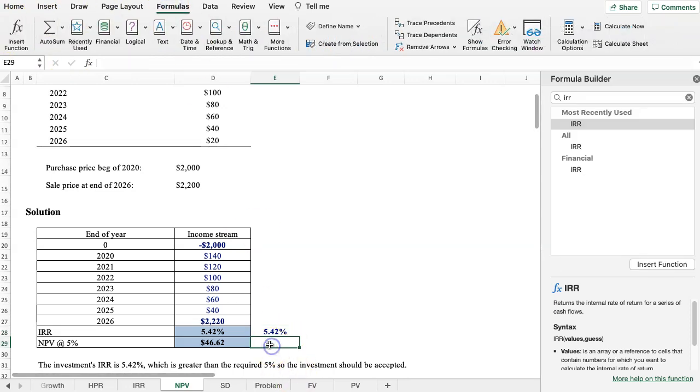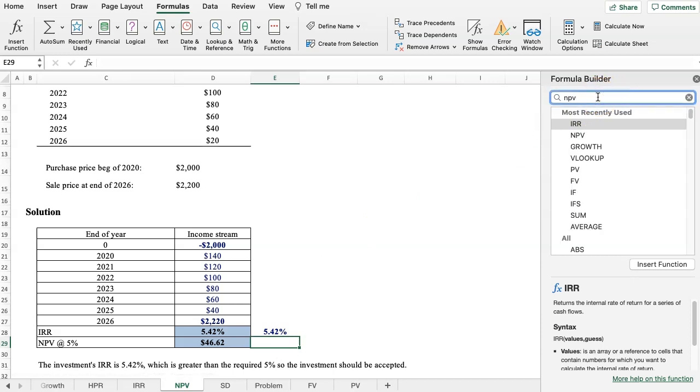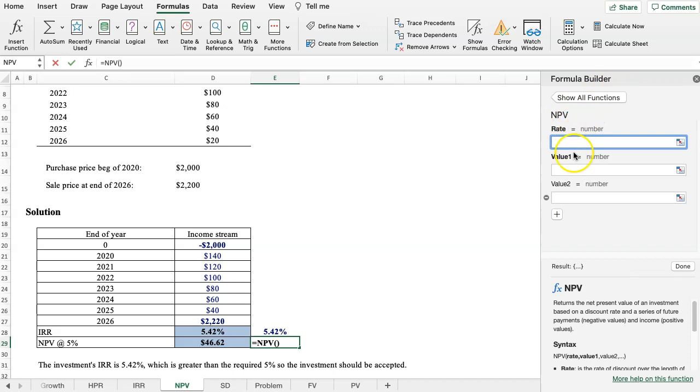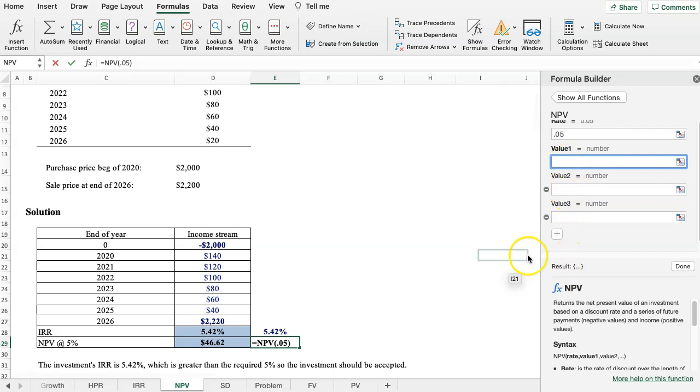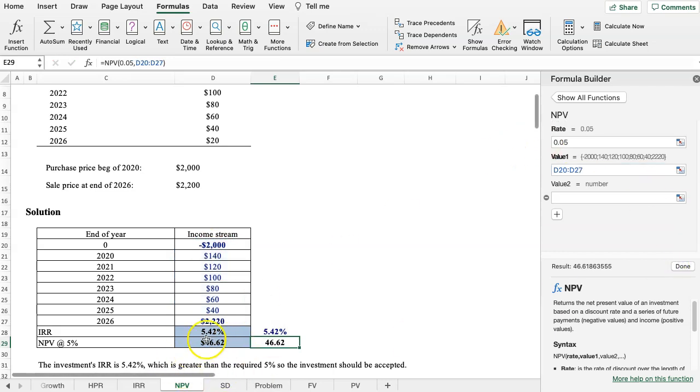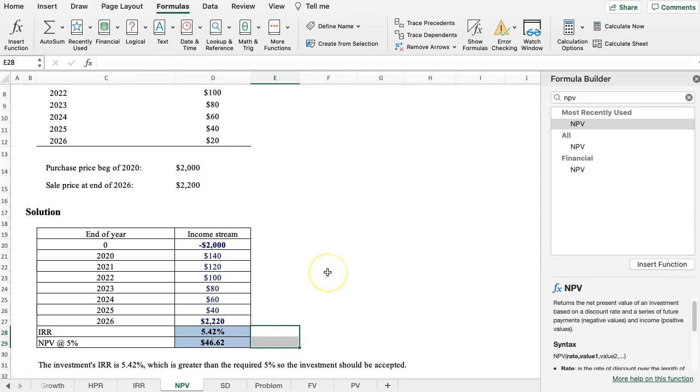Now if we want to do net present value, again, net present value, double click on that. And this might sometimes be easier to build. We know that it's a 5% rate, so I put in a rate of 5%. And then for the values here, I could click each value, 2,000 here, 140 here, and keep doing that, adding all the values. Or alternatively, you can just highlight the whole stream and then hit done, and you see you get the same amount. So those are just two ways that you could calculate those same two numbers.